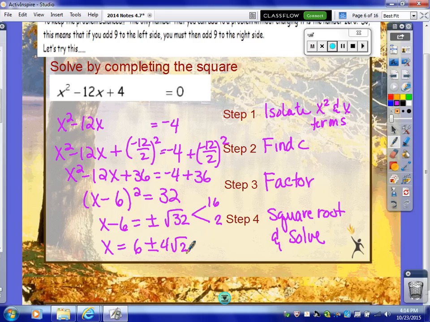Okay, so we're just going to do like three more of these. Like I said, different situations that you're going to see. So get you comfortable with using completing the square. Completing the square is an important process to learn. You're going to use it in your future math classes too.